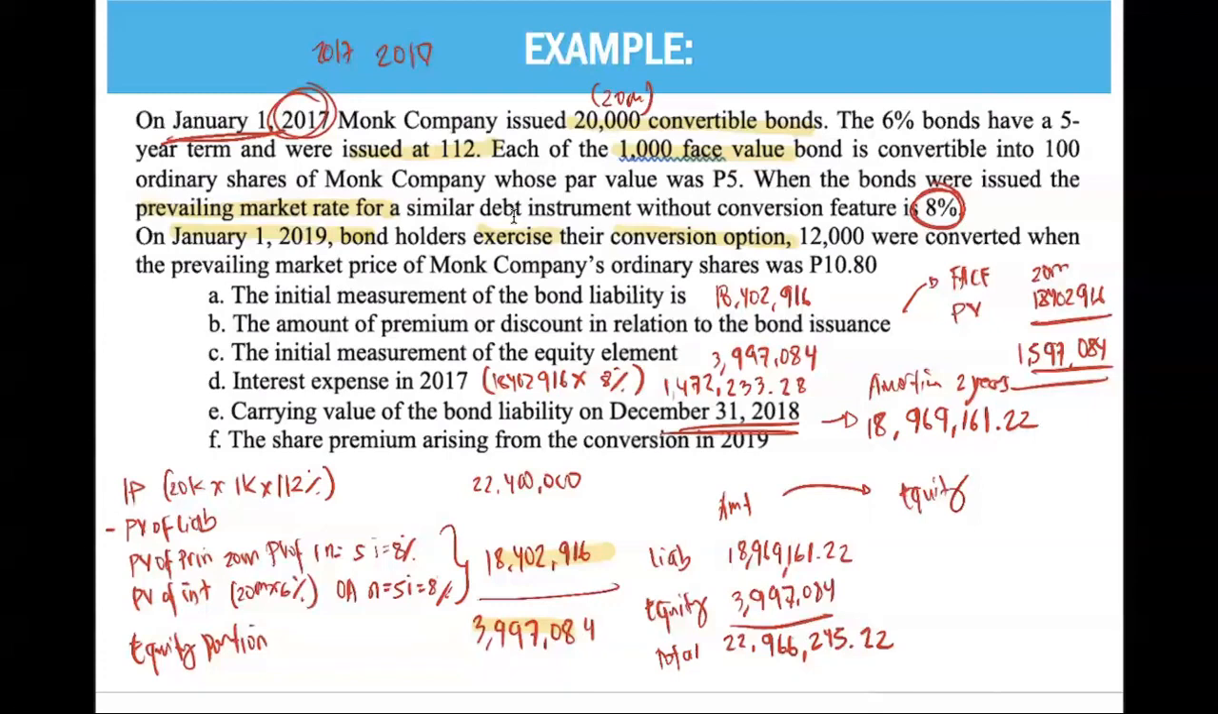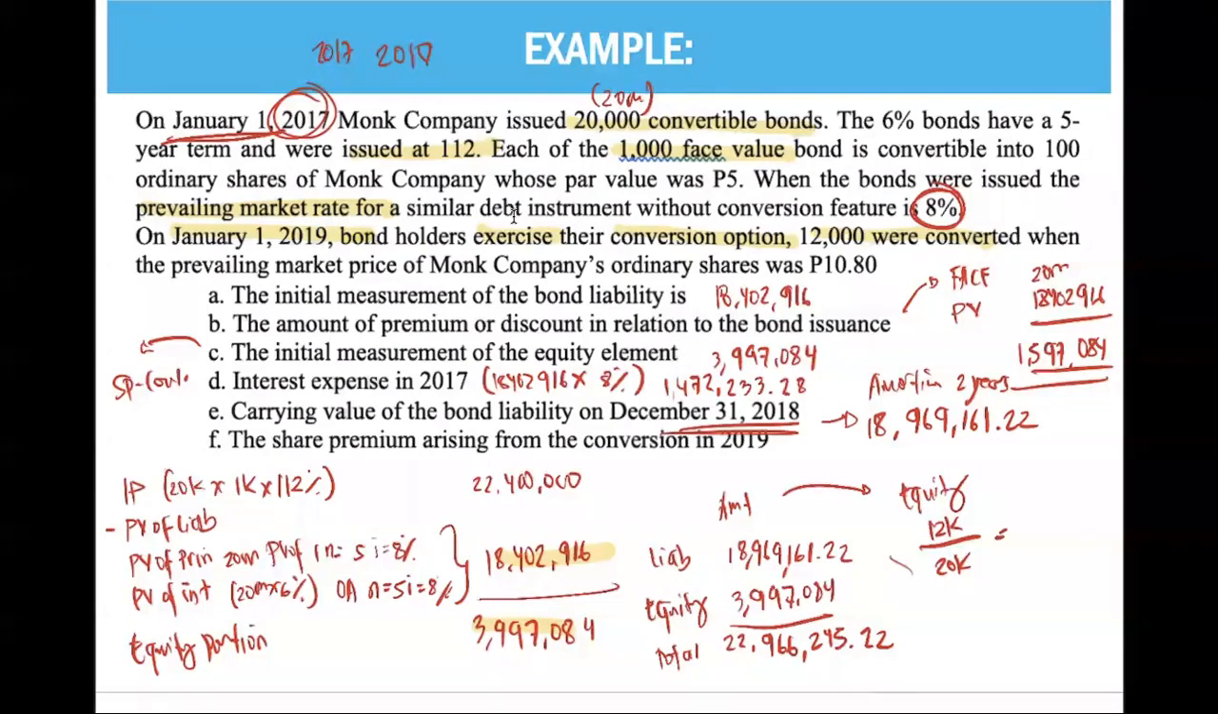So whatever is the share premium conversion in letter C will remain the same. So the total amount is 22,966,245.22. Now, it will be transferred to equity. How much was transferred to equity? 12,000 were converted. If we have 20,000 bonds and 12,000 converted, how much was converted? Total is 22,966,245.22. But since only 12,000 is converted, we get the proportion.